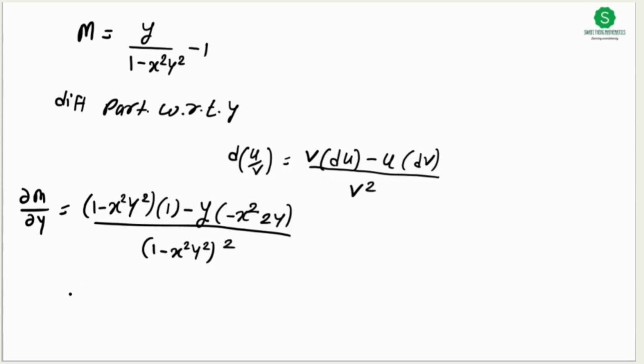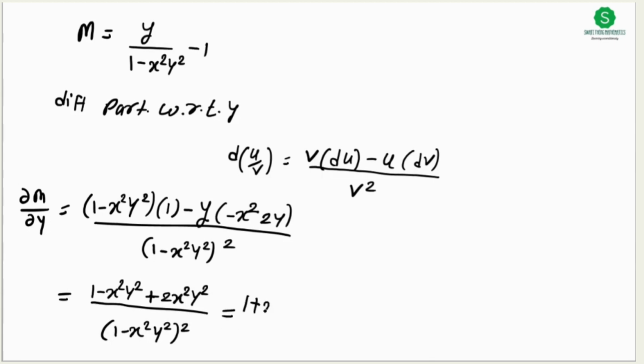whole square. So therefore, simplify this term, 1 minus x square y square minus, here multiplied by this minus y. So this minus minus plus, so plus 2 times x square y square divided by 1 minus x square y square whole square. So therefore, it is 1 plus x square y square, this minus x square y square, and plus 2 times x square y square, that is 1 plus x square y square divided by 1 minus x square y square whole square. Suppose this is our equation number A.